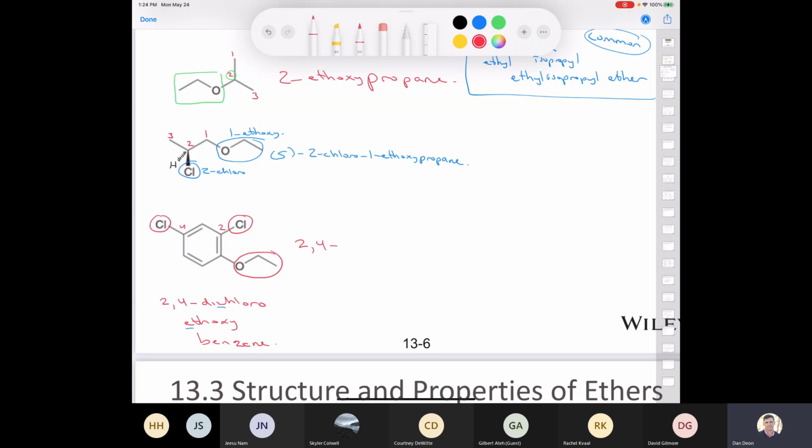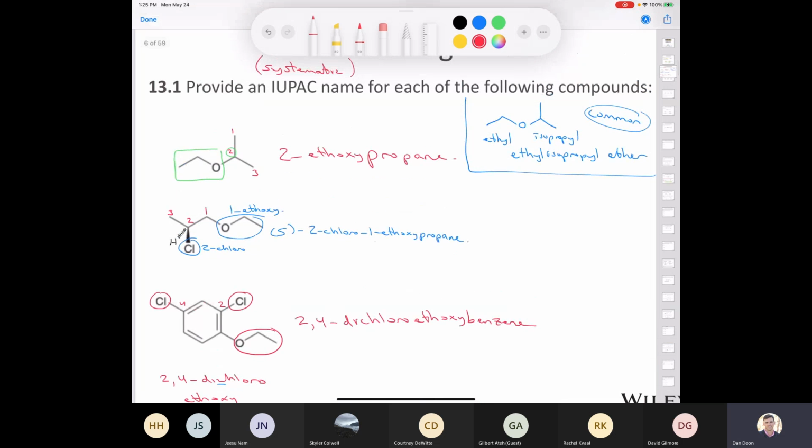So you'd have 2,4-dichloro ethoxybenzene. Dichloro ethoxybenzene, just like that. There you go. So that's a little bit of ether nomenclature.